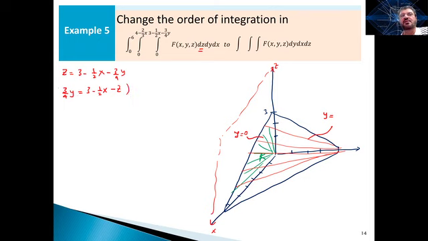Now I'll replace it with Y. Divide the whole equation by 3/4. So what do we get Y equal to? If I multiply by 4/3, you get 4 minus 2/3 X minus 4/3 Z. This is Y, guys. So it is going to be 4 minus 2/3 X minus 4/3 Z.